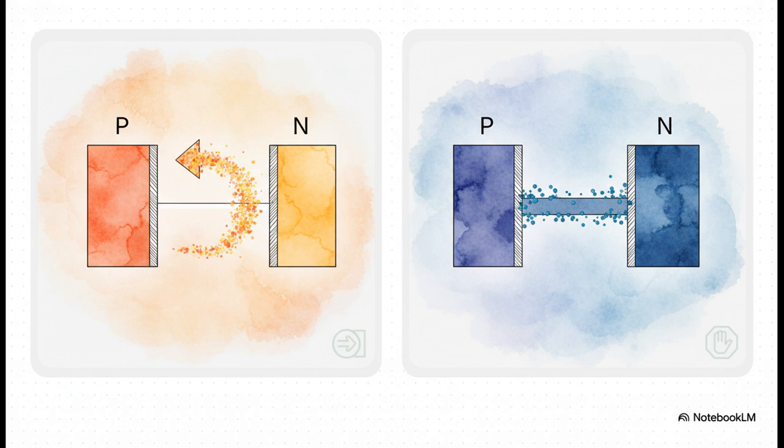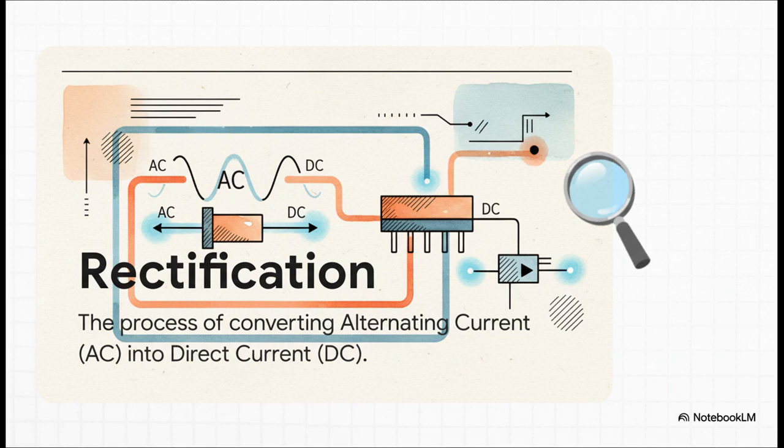It's ingenious. And this whole process, this trick of using diodes to turn that back and forth AC into one-way DC, well, it has a name. It's called rectification. This is it. This is the heart of the solution to the problem we started with. We're forcing that chaotic electricity to finally pick a lane and stick to it.